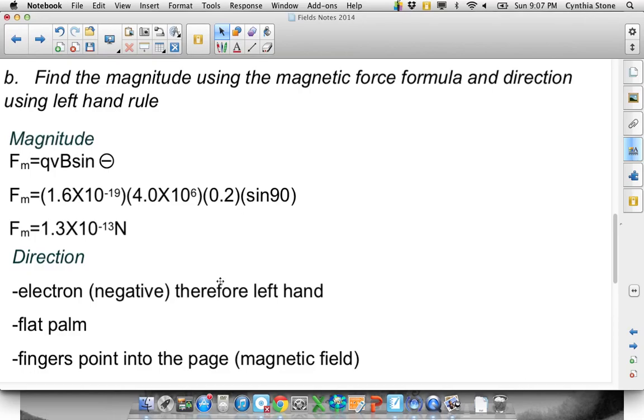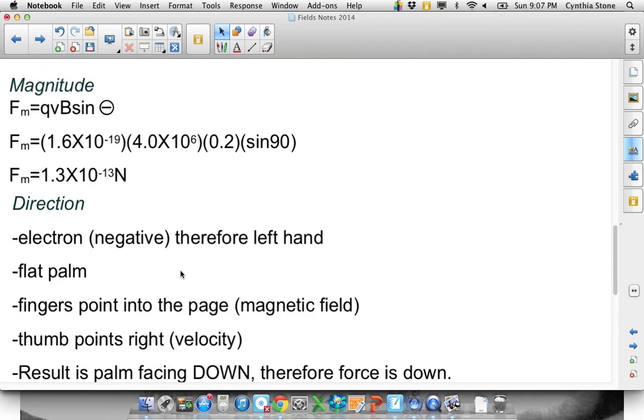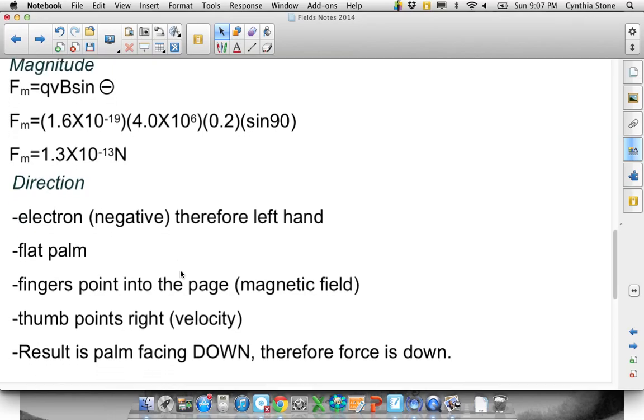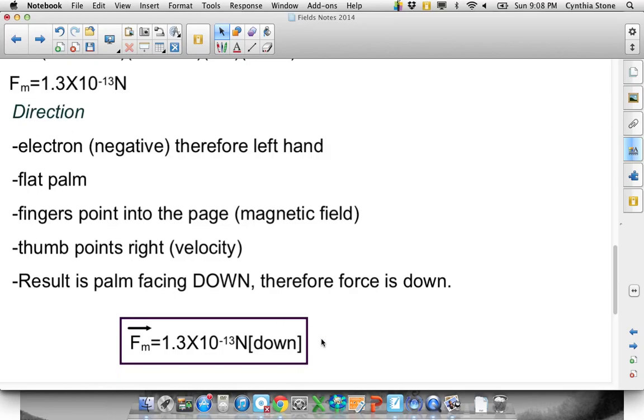Okay, so there you go. There's our tiny, tiny force. And the direction, so it's an electron, so I use my left hand. Flat palm, fingers into the page, following the magnetic field. Thumb points to the right. And so my palm now is facing down, so the force is downward. And there's my answer. Tiny, tiny number, which, again, it's an electron. It should be a tiny, tiny number.